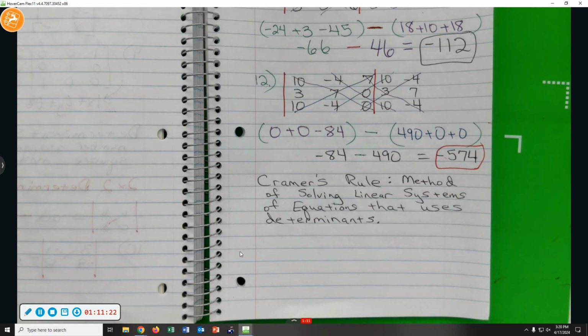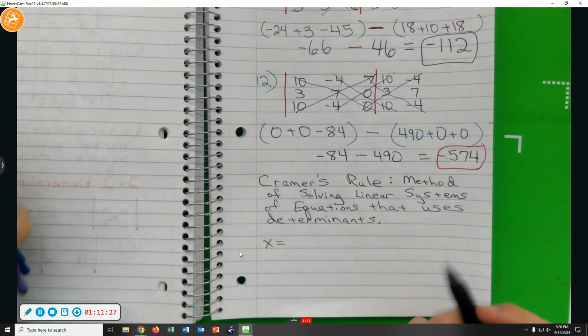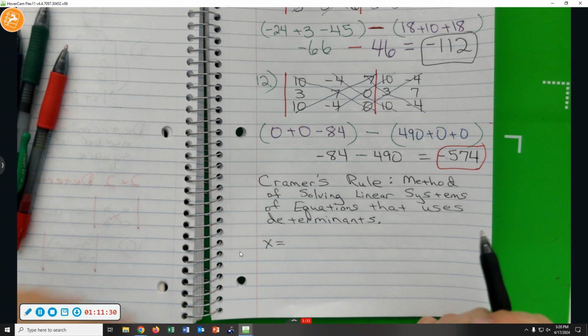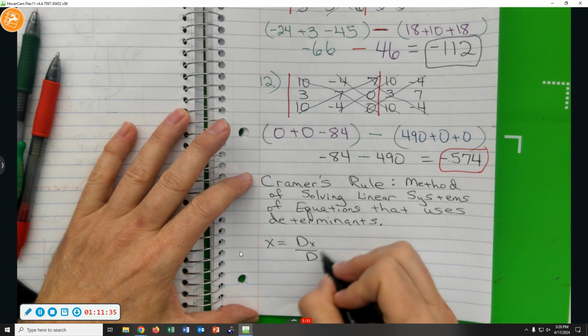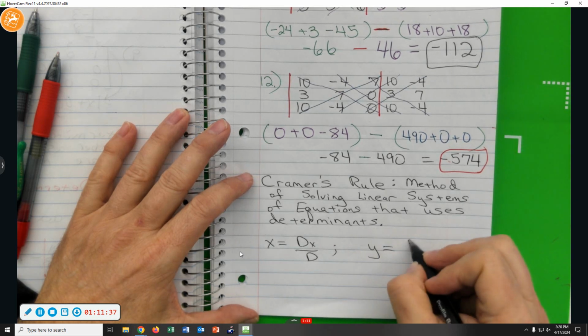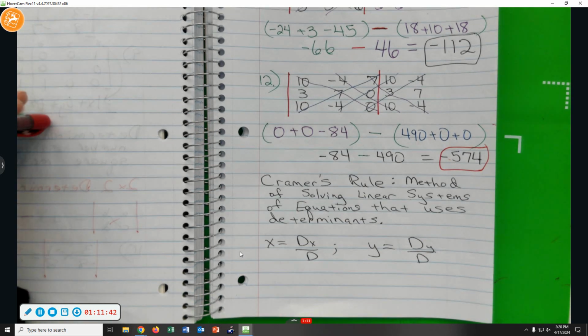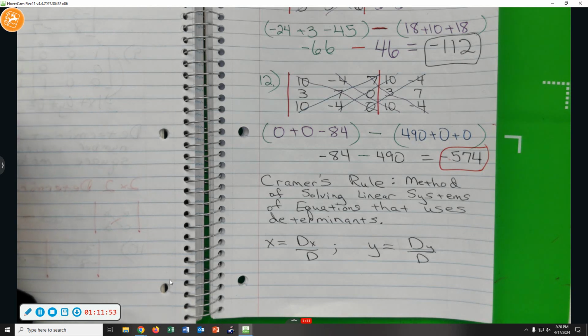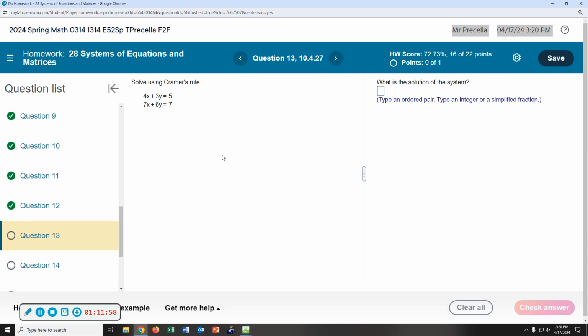So write it out. Let's suppose that your system has two variables, X and Y. X is equal to D sub X divided by D, and Y is equal to D sub Y divided by D. Well, that doesn't say much, does it? What is this D sub X and this D? Okay, I'll show you an example. It's actually not difficult. So let's flip the page.